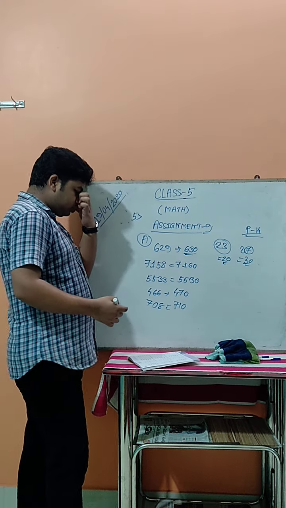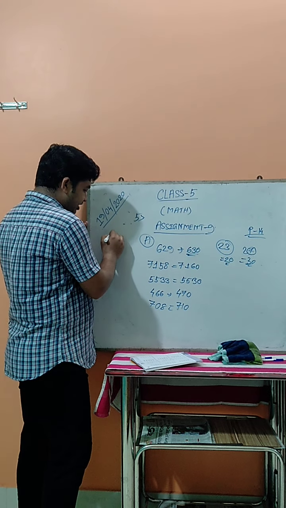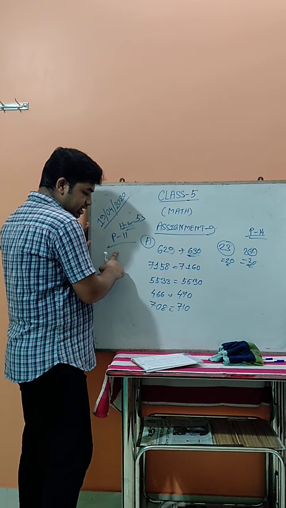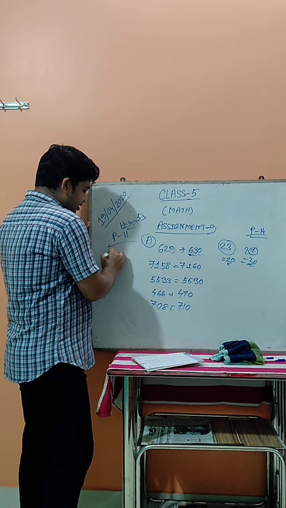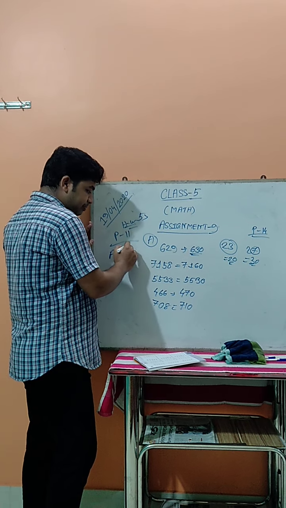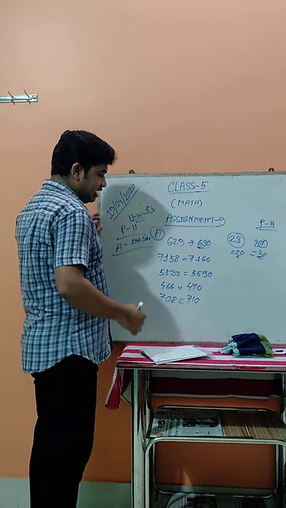So this way you have to do it. So your work is page number 11. It's your homework. Page number 11, number A, one side I already did. The other side you have to complete, the second side. Okay? See number B.